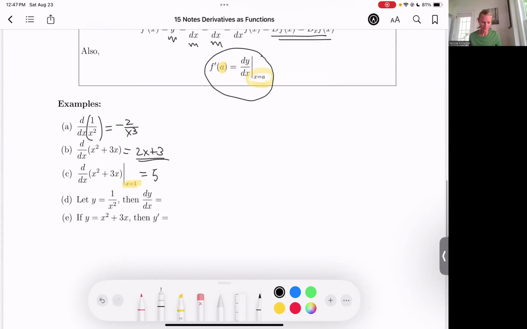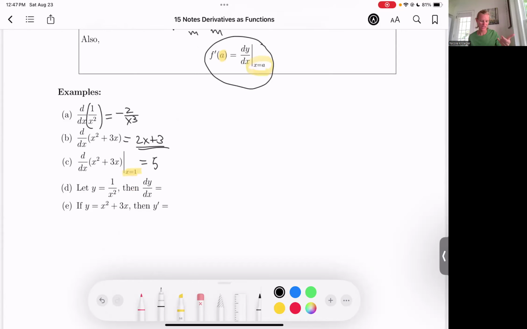That's a number. Okay, again, the notation in D is saying I have the function 1 over x squared. Find the derivative of that, where x is the variable. So that's the same thing we got in the second example above, negative 2 over x cubed. And then again, part E again is saying find the derivative. So y prime means find the derivative. This is the same notation as saying f prime of x if we think about y being f of x. So again, this is what we did in the first example, 2x plus 3.